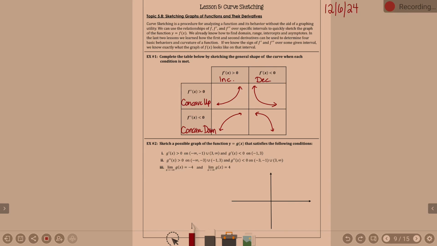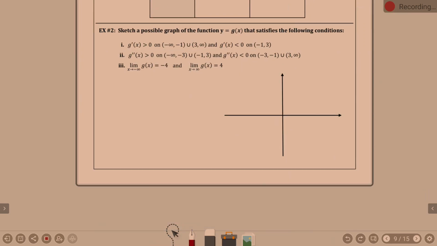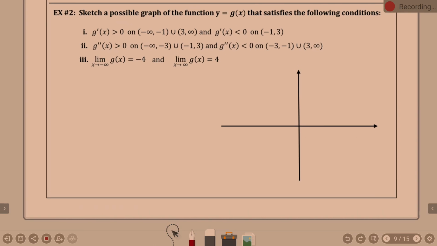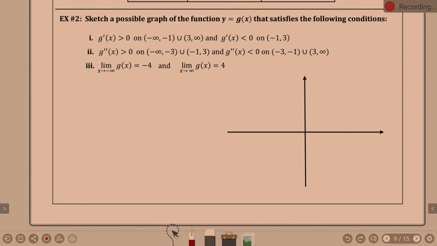Your favorite: g prime of x greater than 0 on negative infinity to negative 1 and 3 to infinity. G prime of x less than 0 on negative 1 to 3. Okay, so that's their fancy code speak. I need more space here. I'm going to zoom this in.